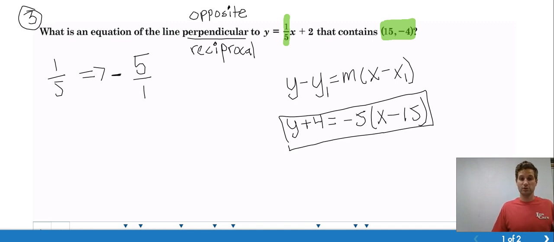And that's it. So for the opposite reciprocal, we change the sign. If it's negative, then it becomes positive. If it's positive, it becomes negative. And then we flip it. Whatever it looks like, we flip it. So if 5's on the bottom, then 5 goes on the top. If 1's on the top, then it goes on the bottom.